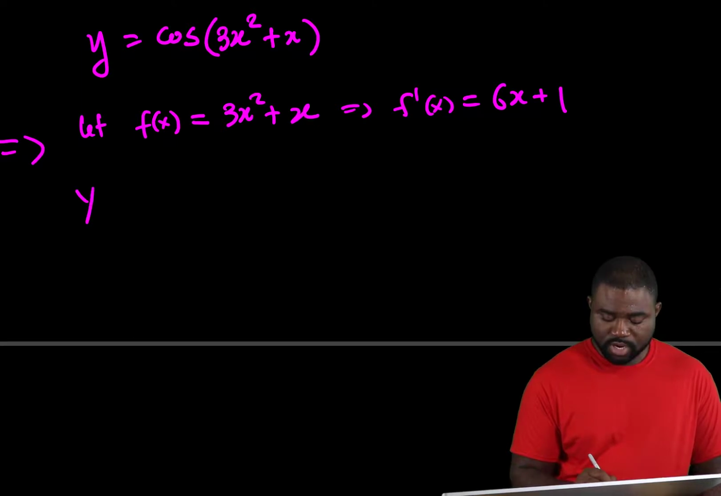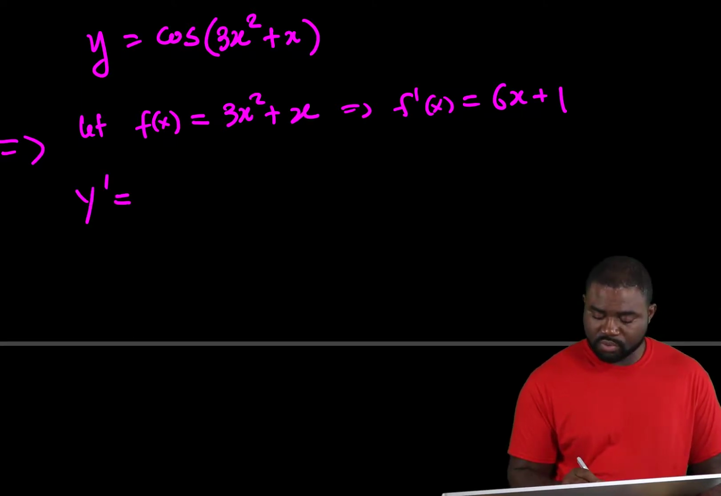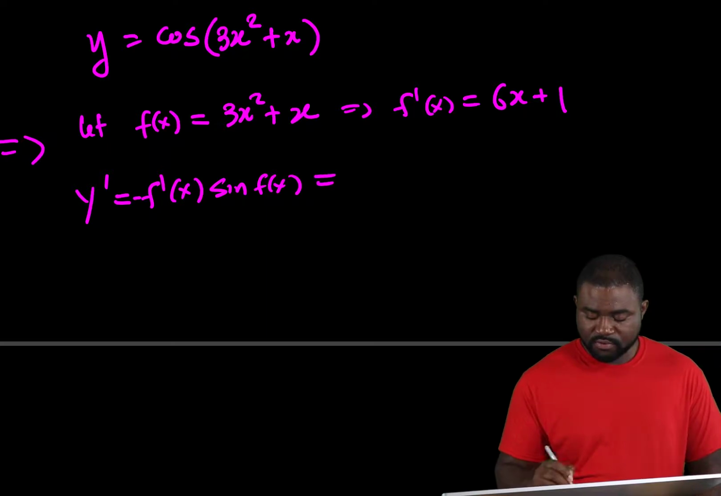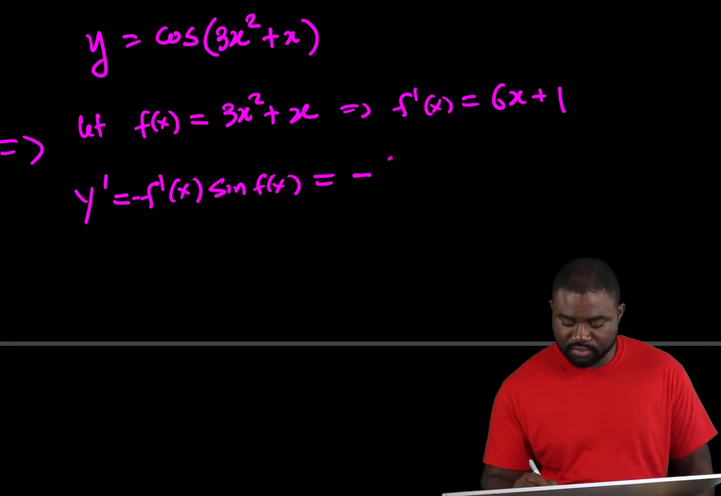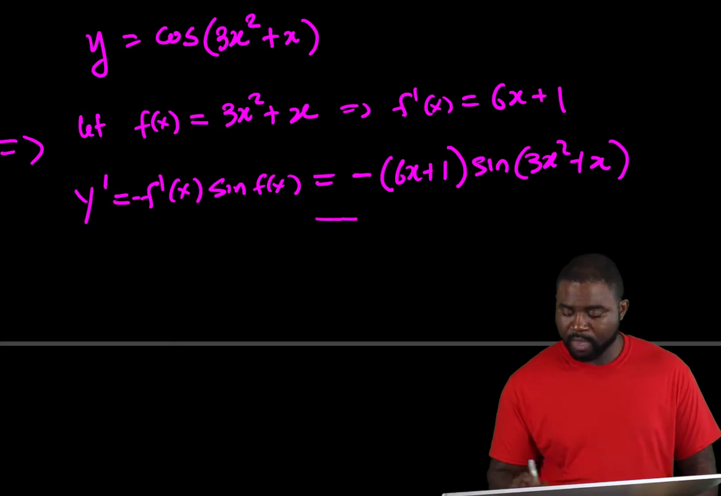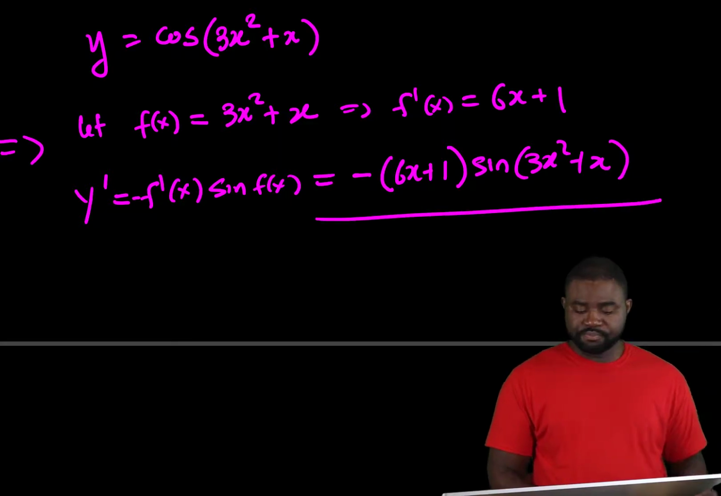Hence, y prime, which is equal to negative f prime of x sine f of x, will be equal to negative bracket 6x plus 1 sine 3x squared plus x. And that gives you our answer.